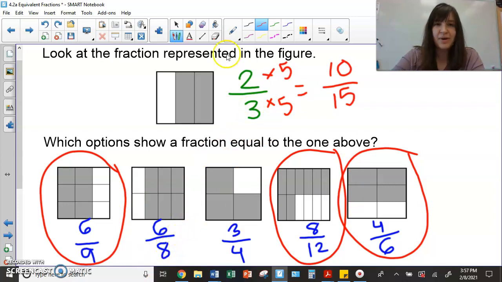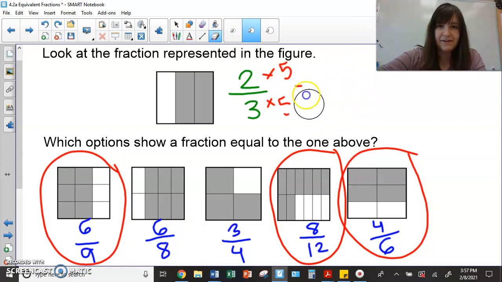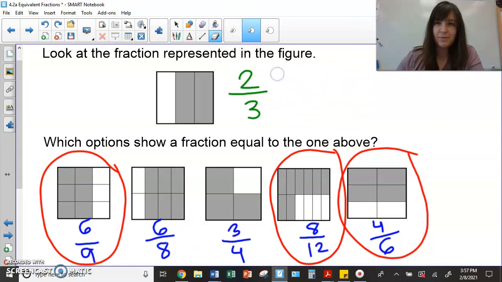Okay? So I hope that you learned something about finding equivalent fractions. Remember, we use the identity property to multiply and divide fractions by 1, okay? And so by doing that, we multiply the numerator and the denominator by the same thing, and we are able to find fractions that have different sized parts and a different number of pieces, but they hold the same value.